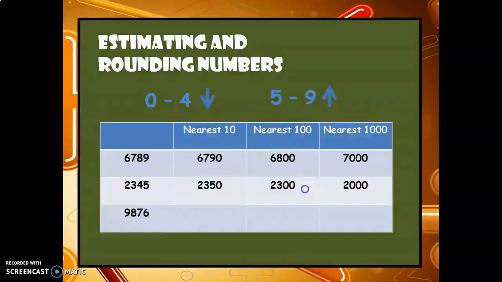Okay, let's do the second example. Now the second example is just a review of how you are going to round numbers to the nearest 10, nearest 100, and nearest 1000. Okay, now let's just review first the reference digit.